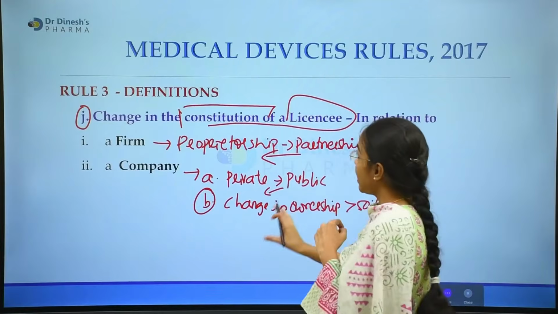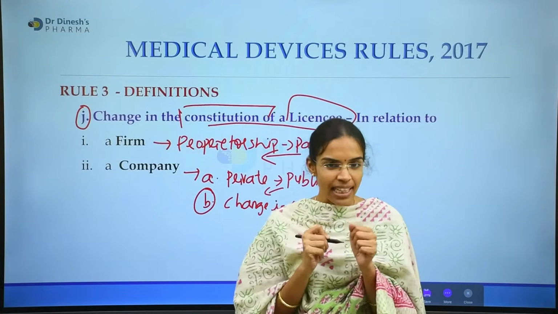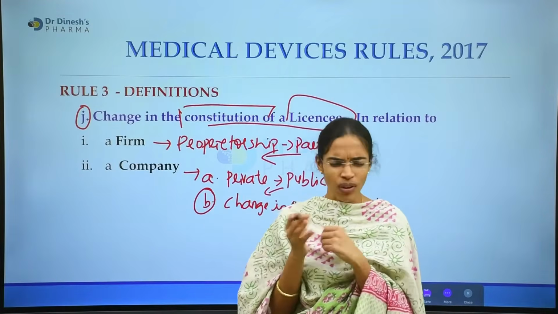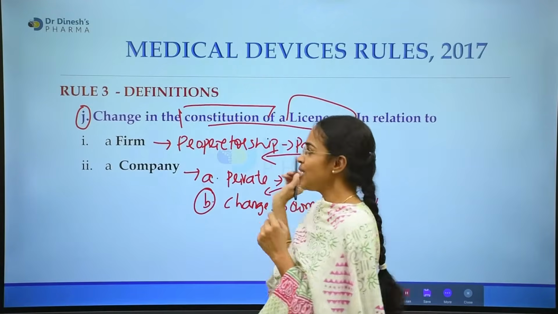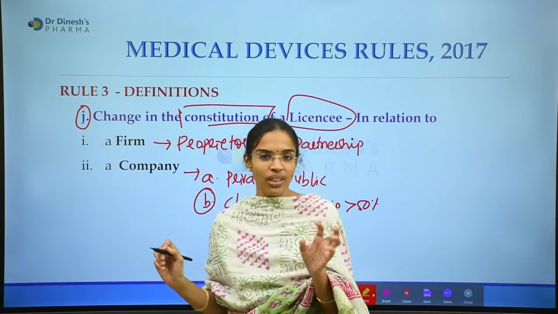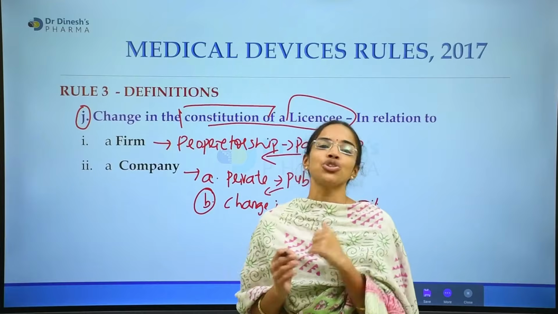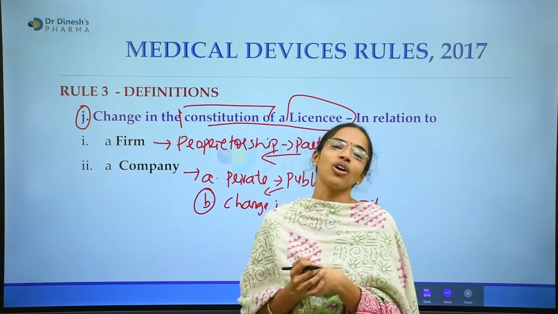Okay, so this is about Rule 3J. Rule 3J deals with the change in the constitution of the licensee. We can leave aside the rest of this; what is important is what 3J covers. When is the licensee considered to have a change in constitution?